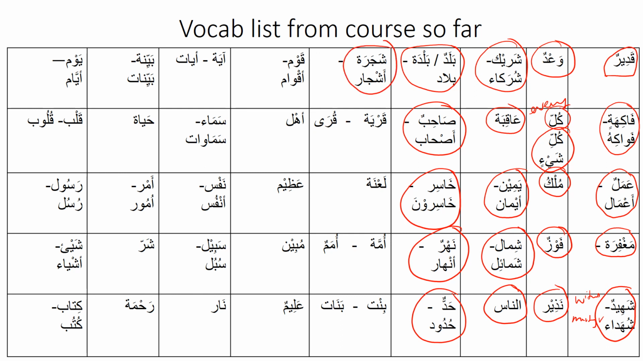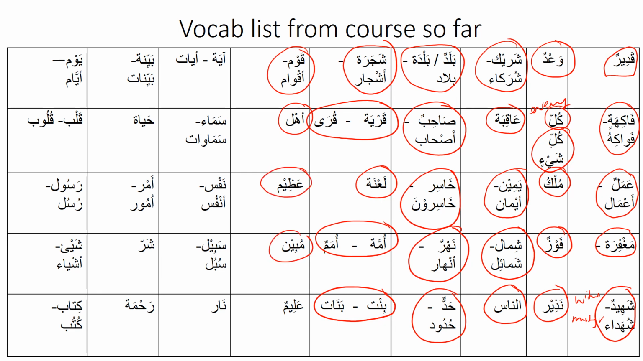Shajaratun, ashjarun, trees. Qaryatun, qura, villages or village. La'natun, curse. Ummatun, umamun, nation. Bintun, banatun, daughter. Qawmun, aqwamun, tribe or people. Ahlun means family or people, like Ahlul Kitab, people of the book. Azimun, great. Mubinun, clear. Alimun, learned or all-knowing. Ayatun, verse or sign. Sama, sky. Nafs, soul, self. Sabil, path.